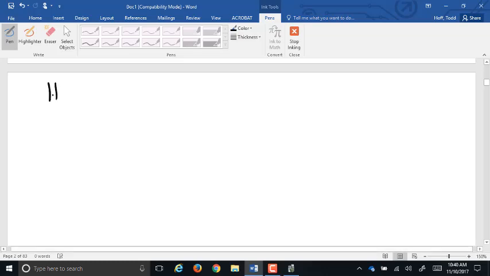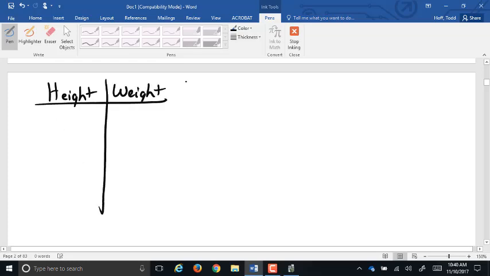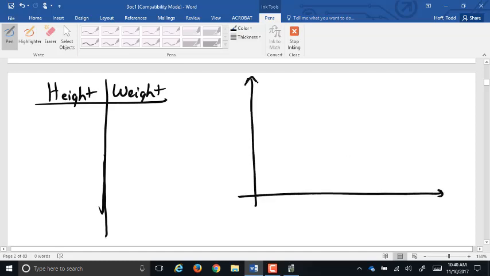For example, we might have height and weight. As a general rule, as you get taller, you tend to get heavier. So we have our axes here for the graph, and you'll notice I'm only using this section over here. We only have this section where both of the variables are positive because it's not possible to have a negative height. And as much as we'd like to, it's not possible to have a negative weight.